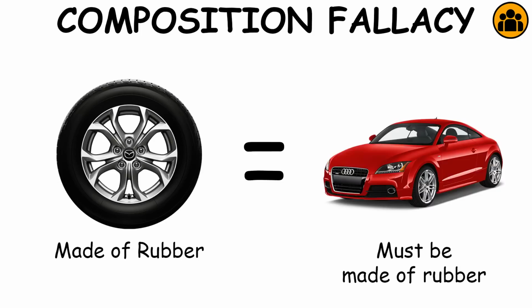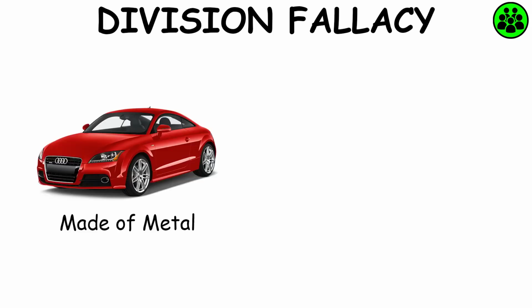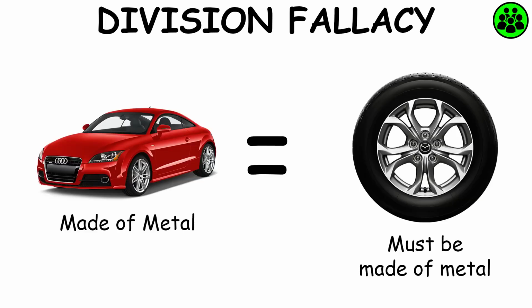It arises when one infers that something is true of the whole from the fact that it is true of some part of the whole. Division fallacy. The division fallacy occurs when one reasons that something that is true for a whole must also be true for all or some of its parts.